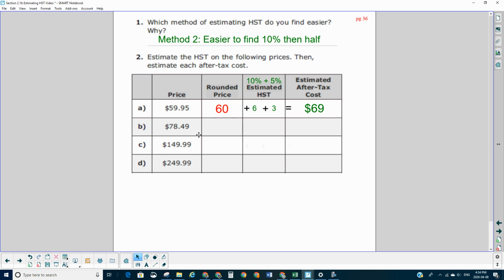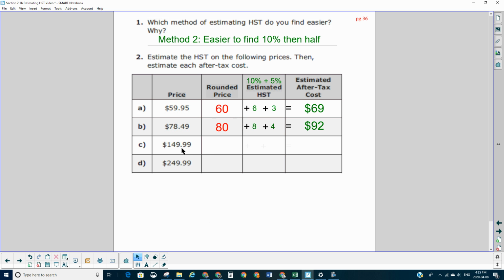$78.49. Well, I'm going to round that up to $80. It's much easier to work with. 10% of $80, one decimal place to the left, is $8. Half of $8 is $4. Add these all up together, 80 plus 8 is 88, plus 4 more gets us to 92. And we have a really quick, reasonable estimate of how much the actual after-tax cost of this item is.